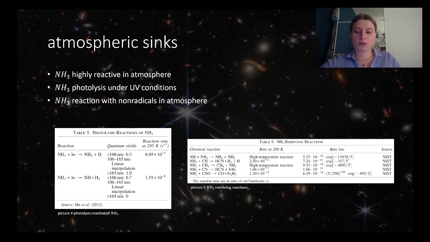There are two ways it will be produced. The end products of those two ways are either NH2 plus H or NH plus H2. And the other one you can see in picture number 5 is when NH3 reacts with non-radicals in the atmosphere.